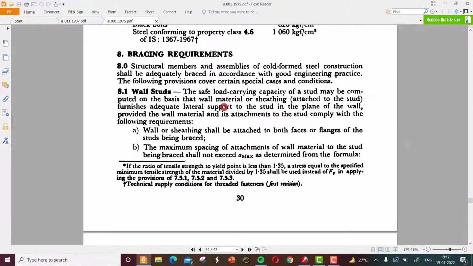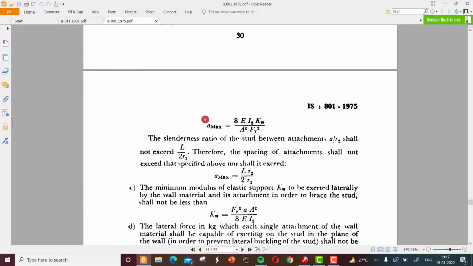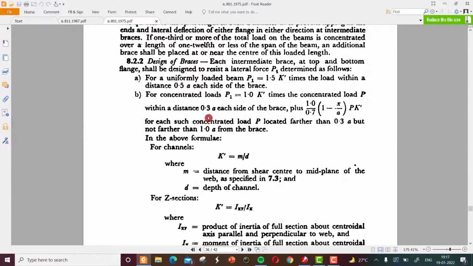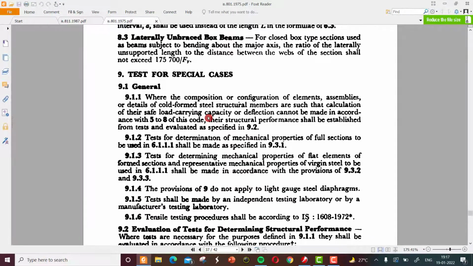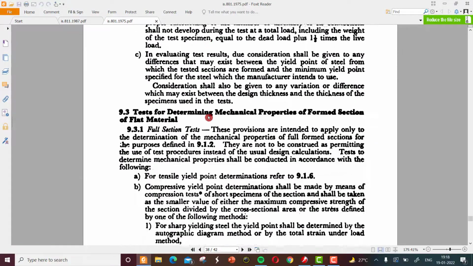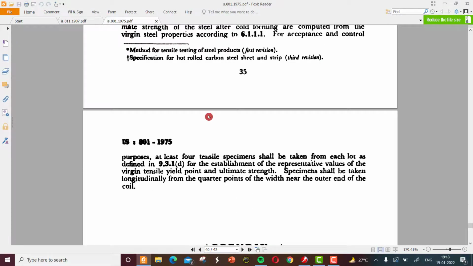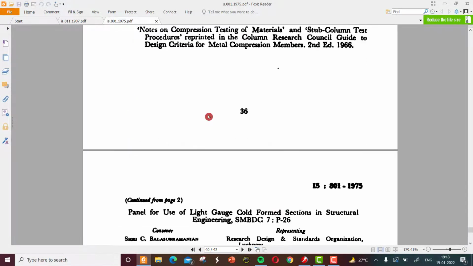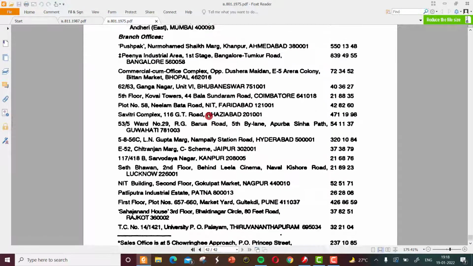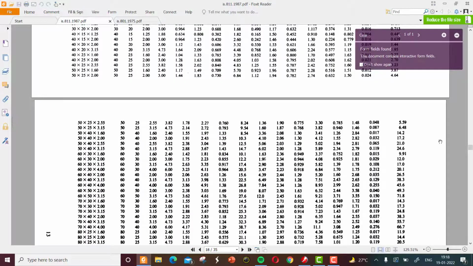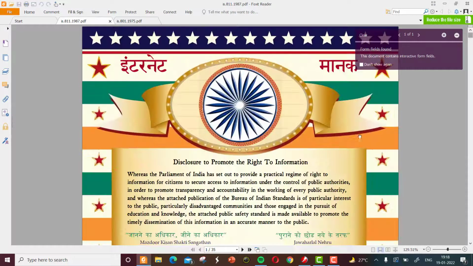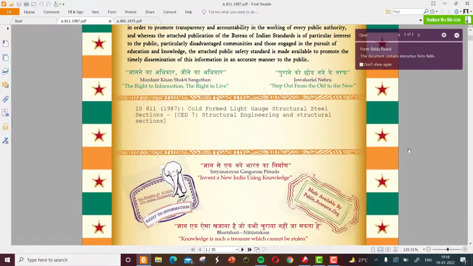Bolted connections, welded connections, the bracing requirements. Yeah. So these are the contents of the IS code 801. And similar to this, I mentioned that 811 is the steel table for the conformed, sorry, cold formed light gauge structural steel sections.